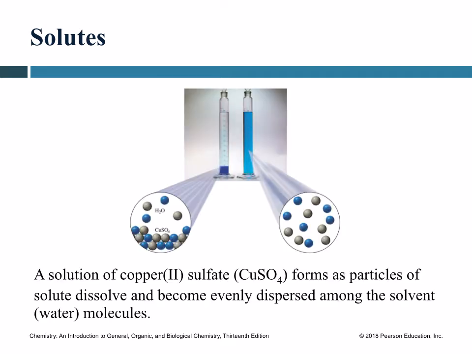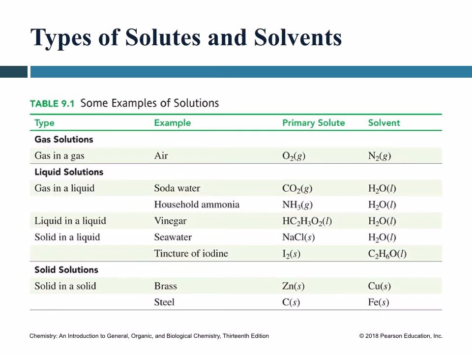For a solution to form, solid particles dissolve in the solvent until they are uniformly distributed. In this example, copper sulfate is a solid solute, and it will be evenly distributed in water until the entire solution is blue. Here are some examples of solutions. Note that the solute is present in smaller quantities and the solvent is present in larger quantities.